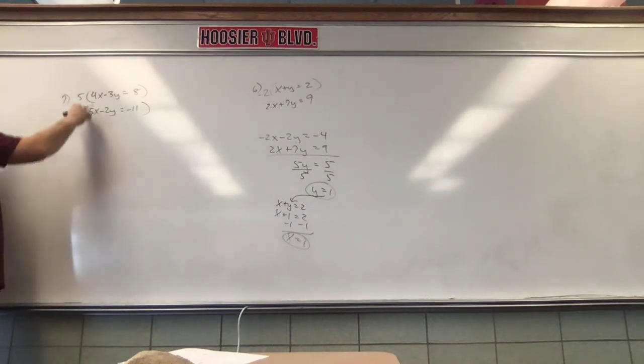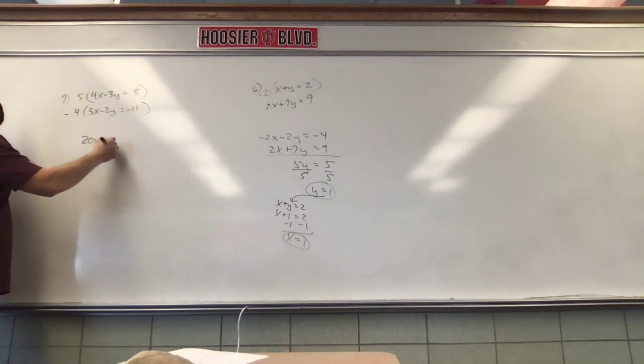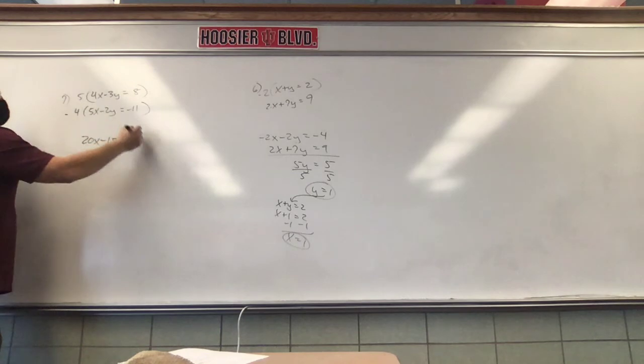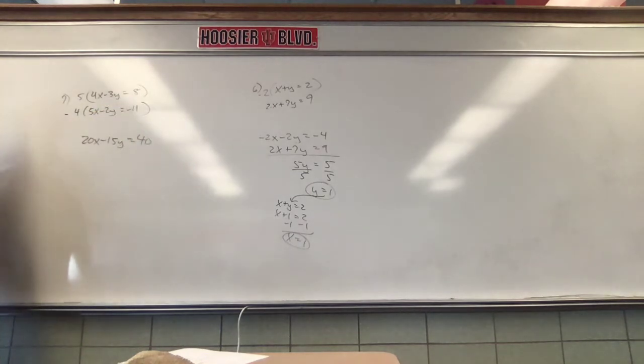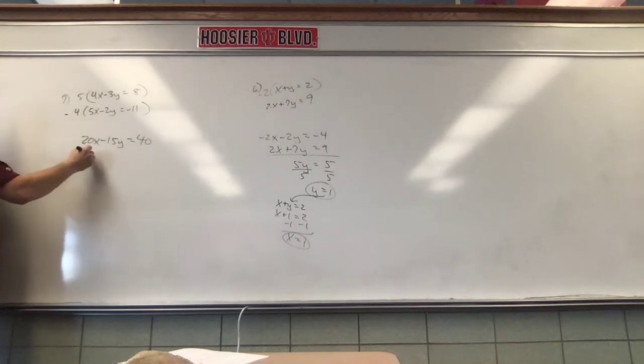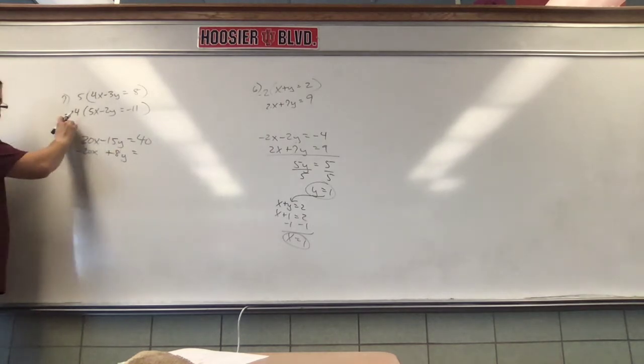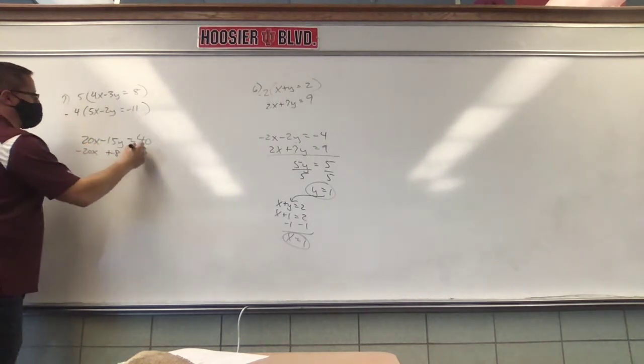Okay. So the top one is going to be 20x minus 15y equals -55. Don't forget to times the -11 by 5. Times the bottom by -4. 5 times -4 is -20x. -4 times -2 is positive 8y. Equals -4 times 8 is -32.